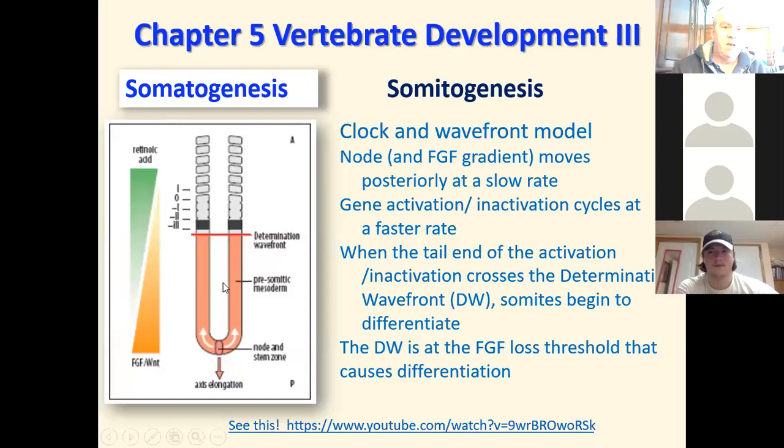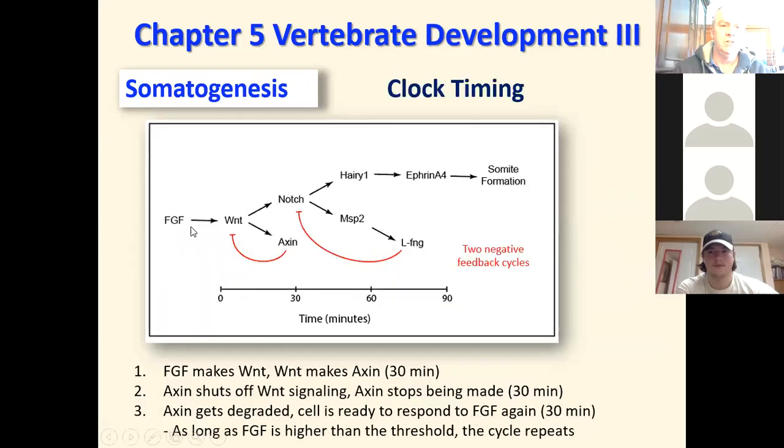And once the cell gets past this determination wavefront, there's no more FGF to keep that cycle going. And so, boom, we stop at this point. Now we've got Ephrin A4. That causes differentiation into a somite, and it causes that mesenchymal to epithelial transition, MET. Okay?